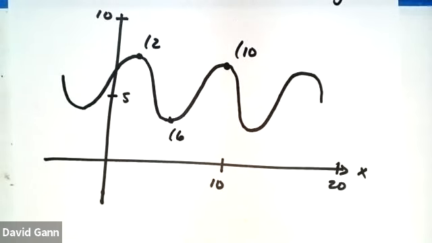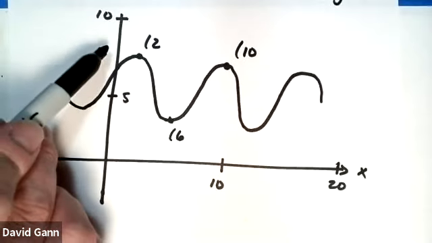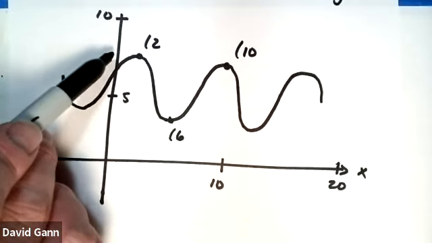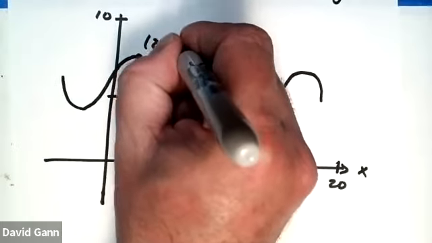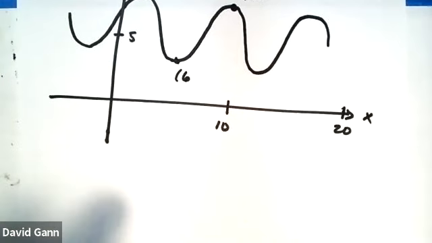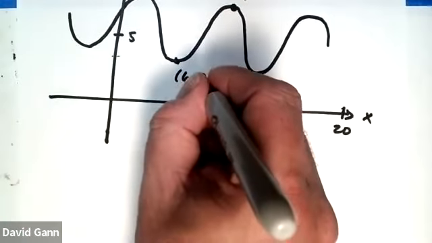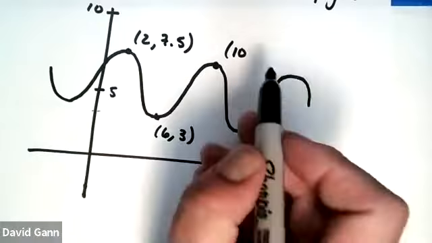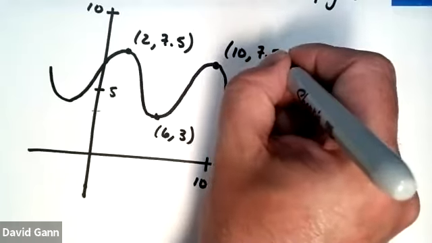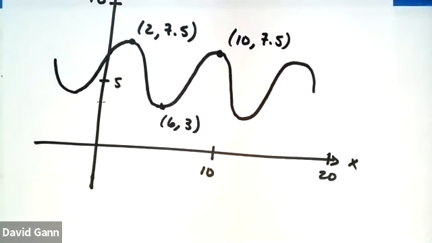Now let's look at the y coordinate. I'd say this is probably a little bit closer to 10 than it is to 5, but it really looks like it's about in the middle. So I'll make that 7.5. It's maybe more significant digits than this is worth. But down here, this looks like it might be 3, somewhere around 3. And of course, 10 is another maximum, so it has to have the same y value, 7.5.